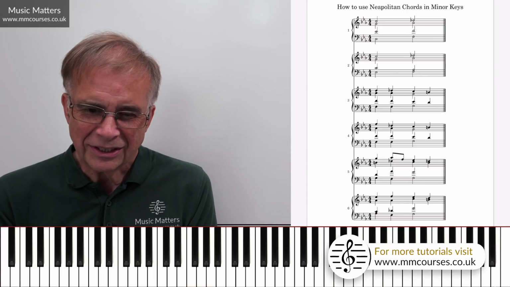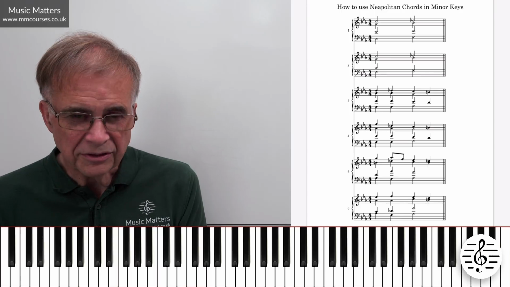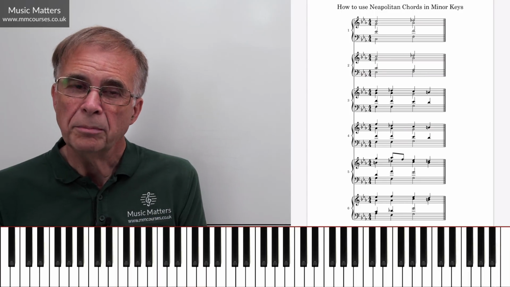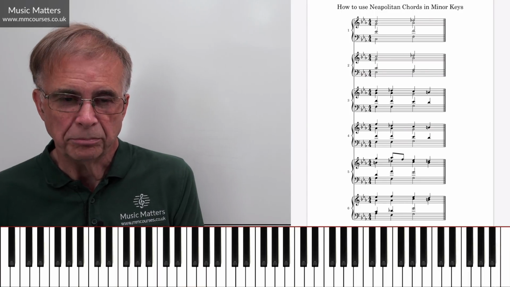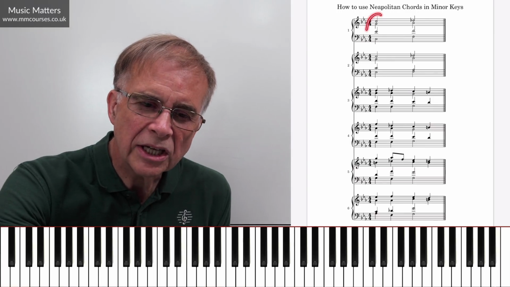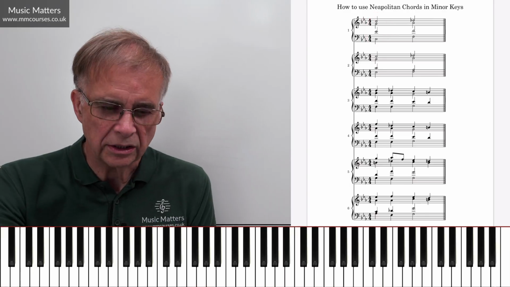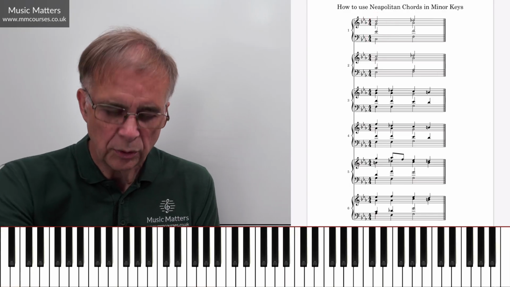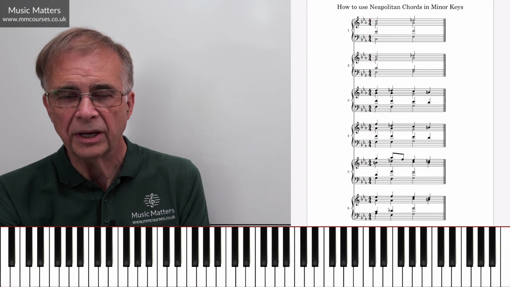So let's have a look at these examples that we now have in front of us to see what the most likely possibilities might be. So in this first example, I'm suggesting that we could use chord 1 as an approach chord to a Neapolitan. So here's chord 1 followed by a Neapolitan.